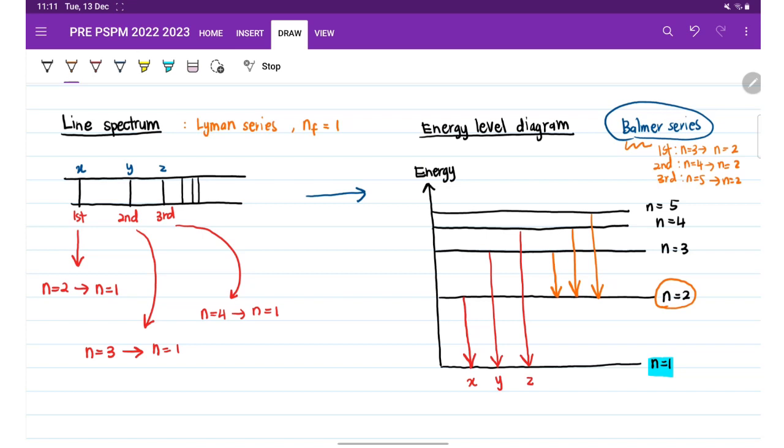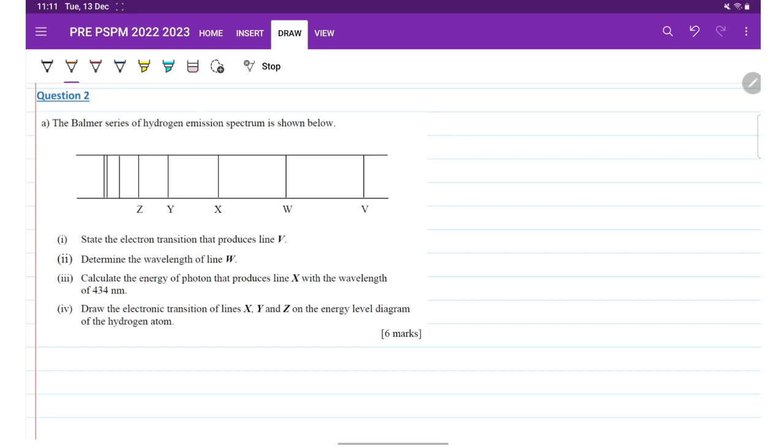Okay, now, so berbalik kepada kita punya soalan. So, for question 2A, so kita ada dekat sini, the Balmer series, so highlightkan Balmer series, so awak boleh terus note dekat sini. So, N final, since it's Balmer series, it will be N equals to 2. Okay, of hydrogen emission spectrum is shown as below. Okay, so kita ada satu line spectrum dekat sini. Okay, so once you get the line spectrum, terus tentukan siap-siap dekat mana the first transition.